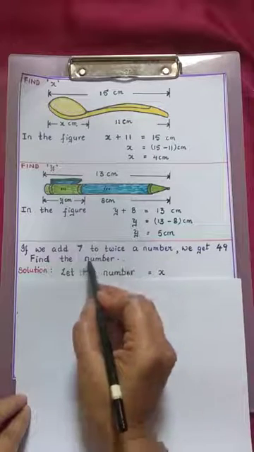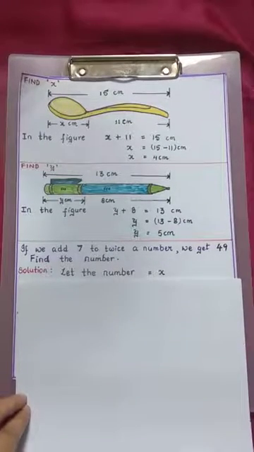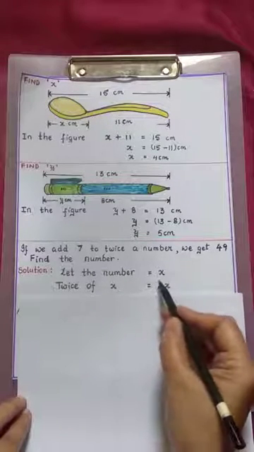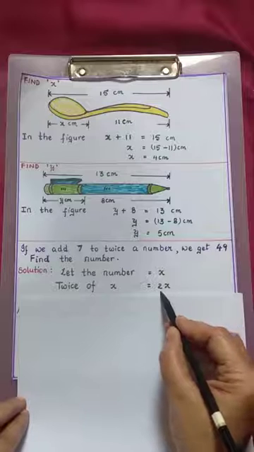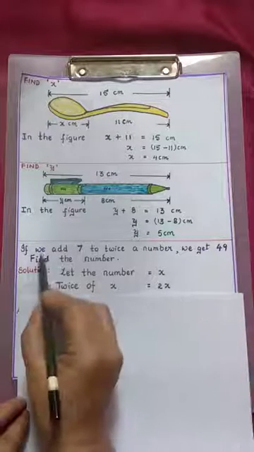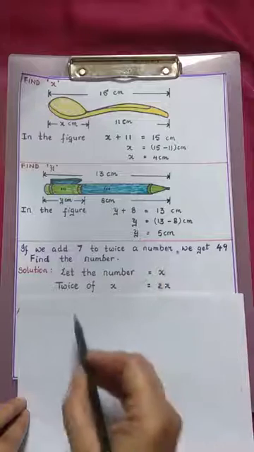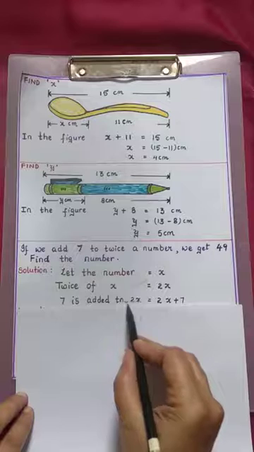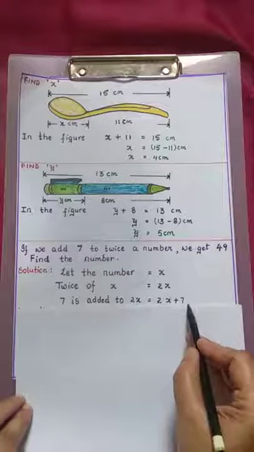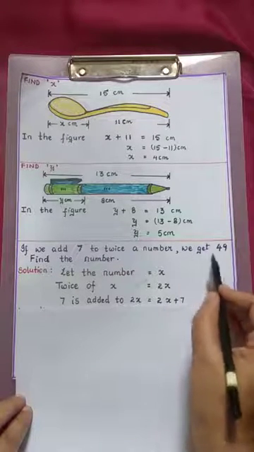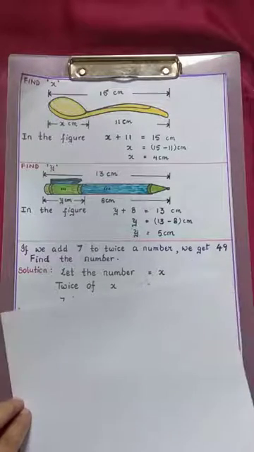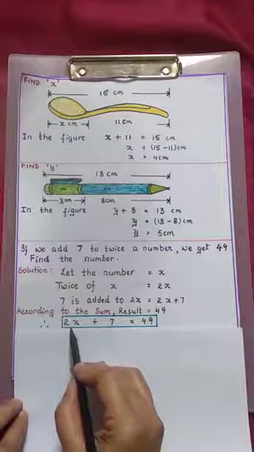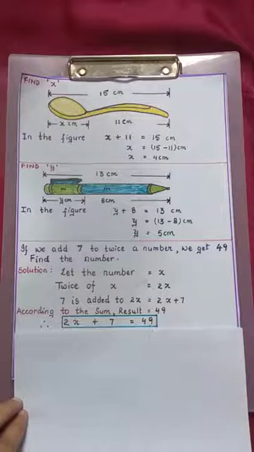Now next step is twice a number. Twice a number means twice of x. Twice of x means 2 times of x. 2 is multiplied by x. It can be written as 2x. Now if we add 7 to twice a number, means 7 is added to this 2x. If 7 is added to 2x, it can be written as 2x plus 7. Now according to the sum, if we add, we get 49. So the result is 49. The equation can be written as 2x plus 7, which is equal to 49.